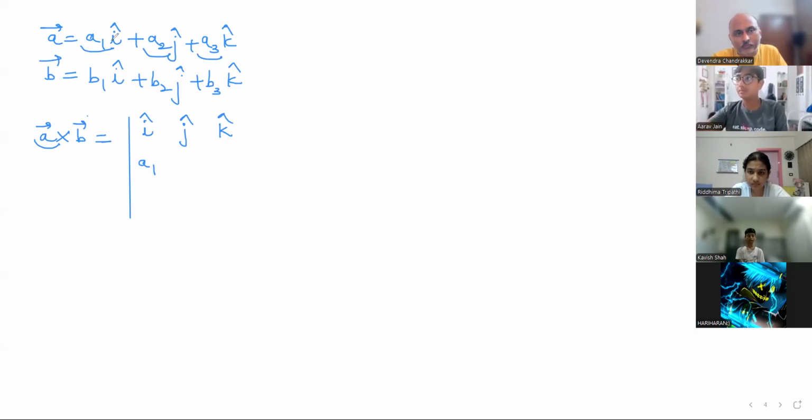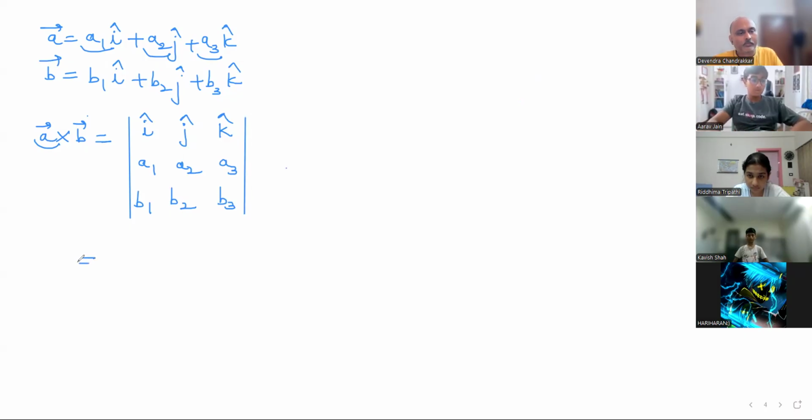But remember, you have to make all these directions positive. For example, suppose 3 minus I cap is written. So what you will write is minus 3 I cap first. Then this is the element. Understood? Okay. So A1, A2, A3. Then the third row will comprise the coefficients of the second vector.